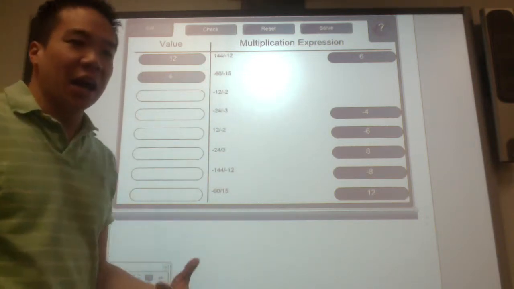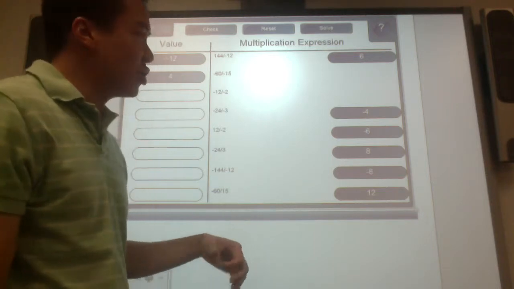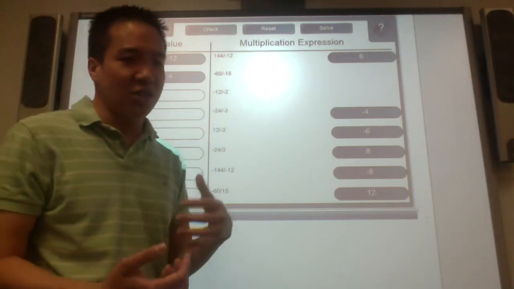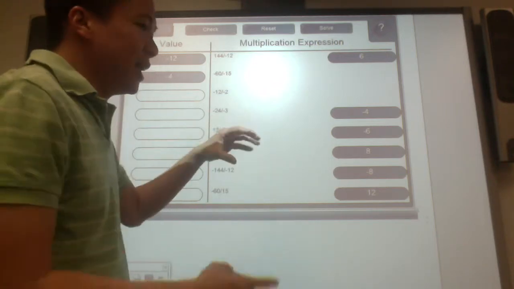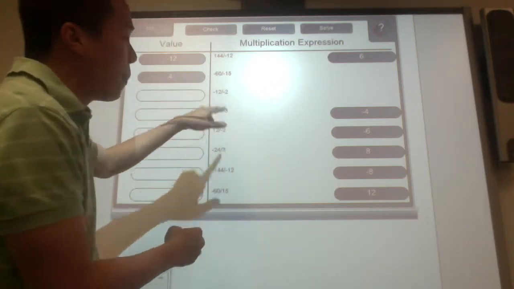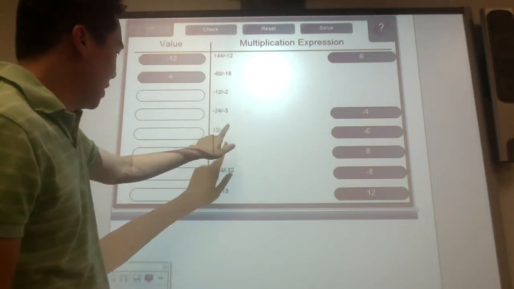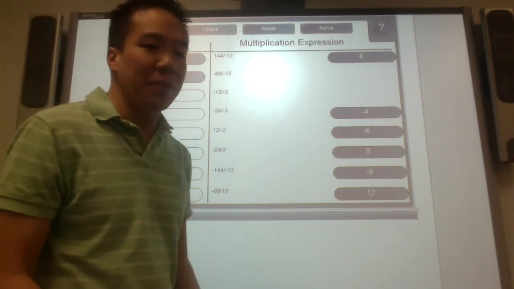So this is a study of dividing integers. And in dividing integers, if the signs are the same, just like in multiplying, because dividing is just the inverse of multiplying, the answer will stay positive. But when the signs are different, like this and this, the answer will have to be a negative.